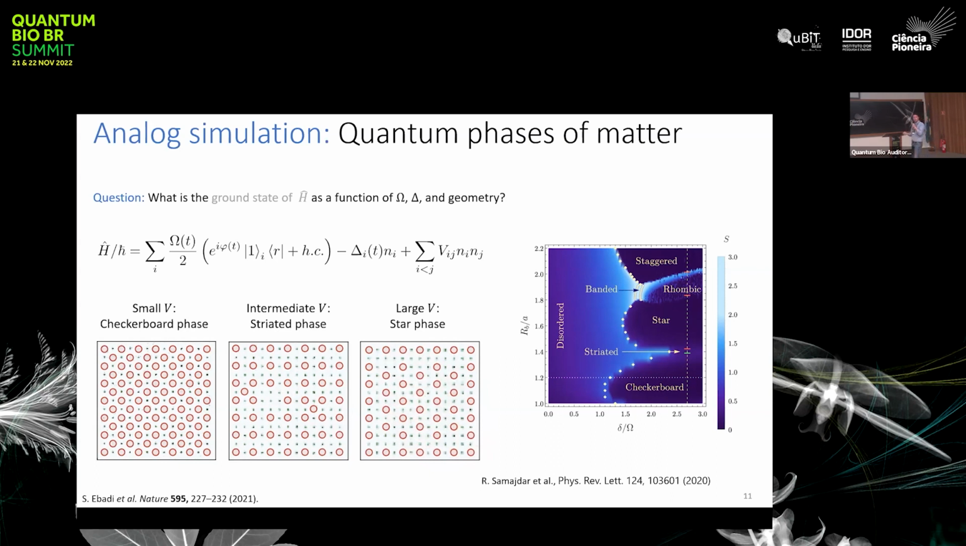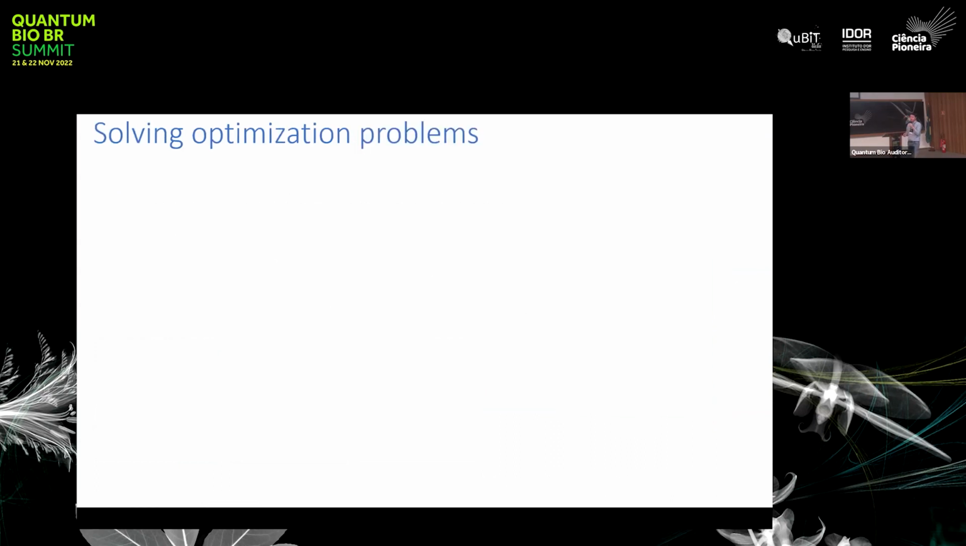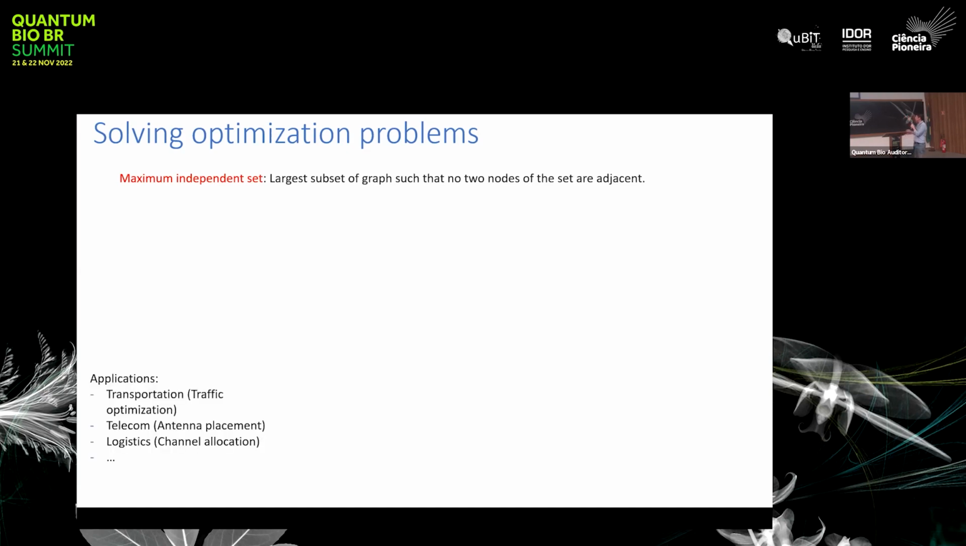Now, of course, I don't want to go too much into the details, but let me instead talk about the second category of problems that can be addressed with these types of platforms, which are so-called optimization problems. Native types of optimization problems that can be solved by these platforms are so-called maximum independent set problems. So if we take a generic graph, let me tell you that these problems have applications both for transportation problems like traffic optimization, but also telecommunications like antenna placement, or logistics like channel allocation.